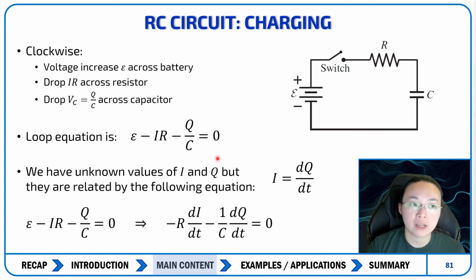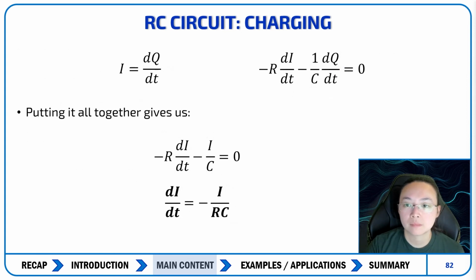We now have two unknown values, I and Q, but they're closely related by the following equation: I equals dQ over dt. So that means we can rearrange everything. We can replace I with dQ over dt in the loop equation, and that's going to be equal to 0. So we have two equations: we have I equals dQ over dt, and we have this. Putting it all together, we can rearrange it to have dI over dt is equal to negative I over RC.